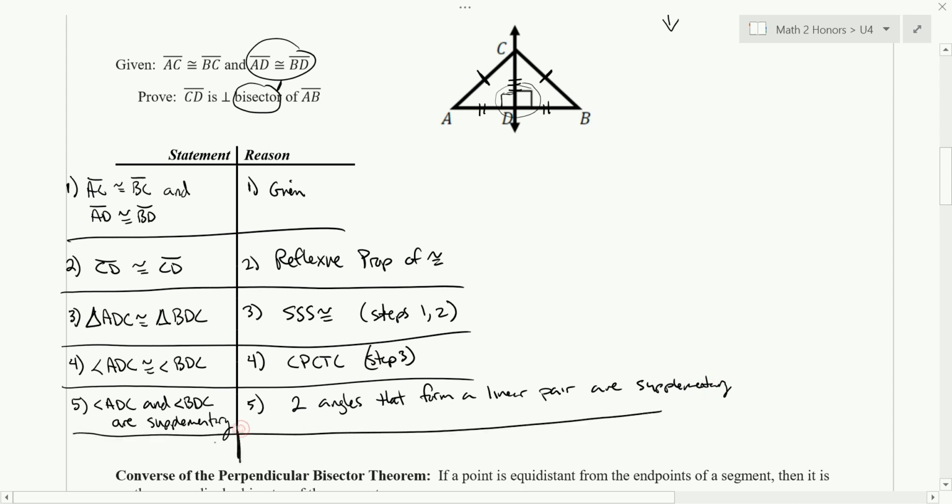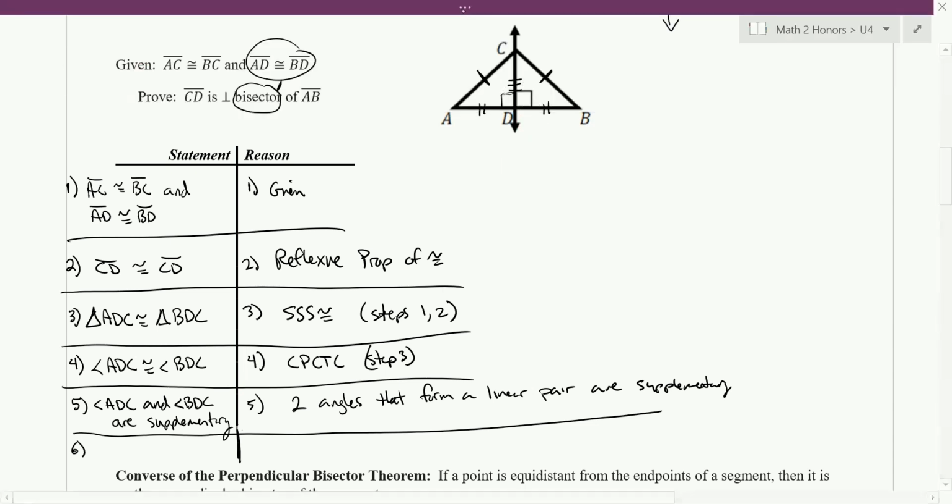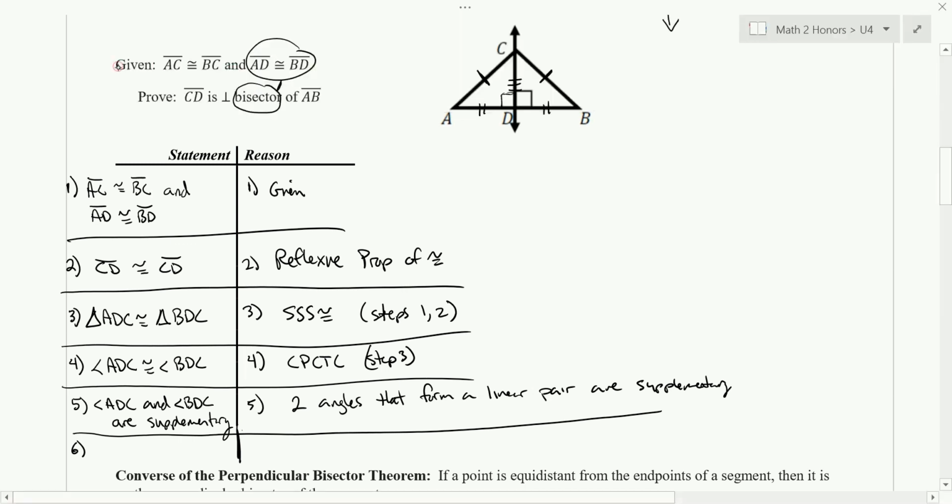Now from there, I'm going to do something that we haven't done. But I think what makes sense to you guys. Here's where we're at. Let me put some numbers here. So let's call this angle 1 and angle 2. And so from step 4, we have that the measure of angle 1 is equal to the measure of angle 2, right? Let's just say measure of angle 1 is x, measure of angle 2 is y. So we have x is equal to y.